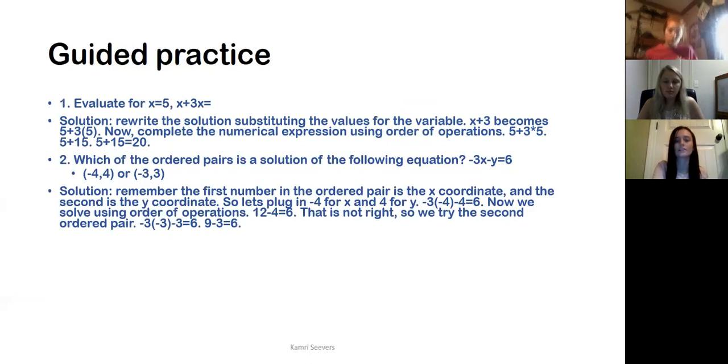Negative 3 times negative 4 minus 4 equals 6. Now we solve using order of operations. 12 minus 4 equals 6. That does not seem right. So we try the second ordered pair, which would be negative 3 times negative 3 minus 3 equals 6, which would come out to be 9 minus 3 equals 6, which is correct.